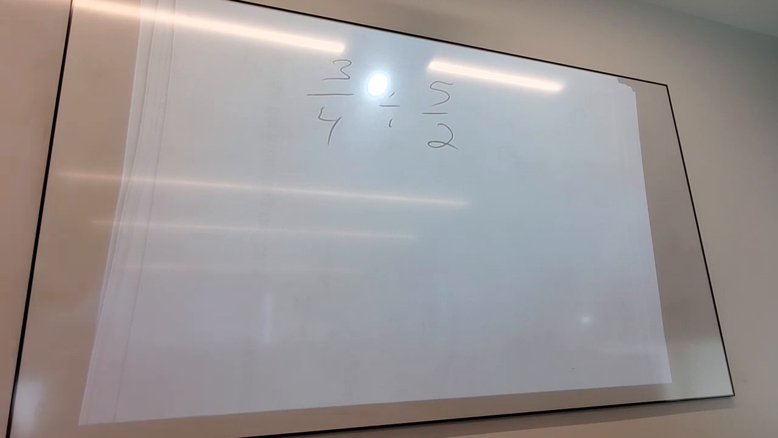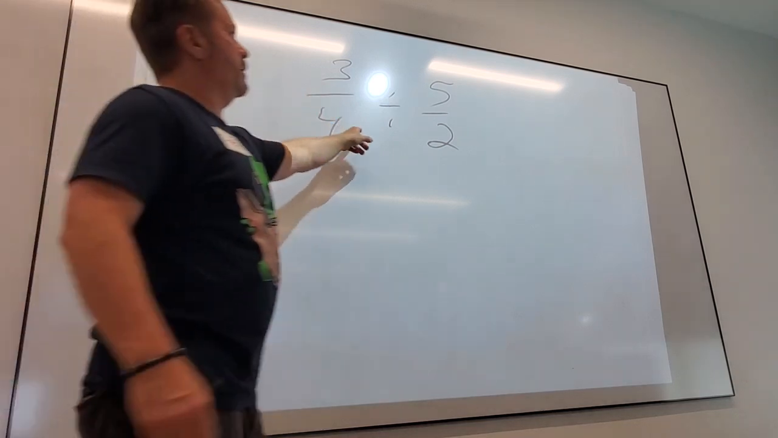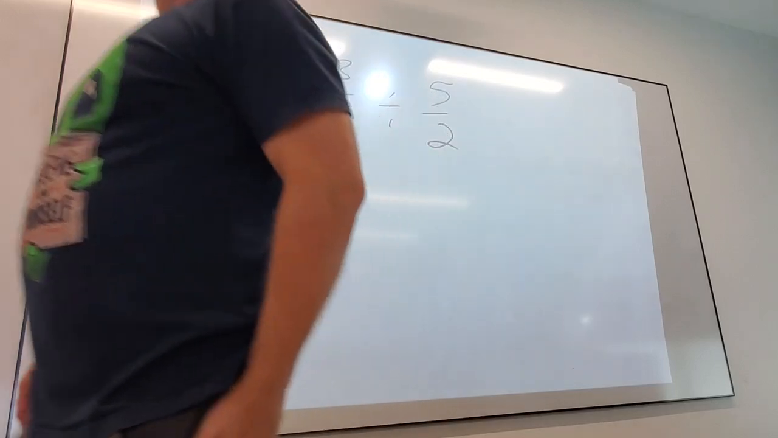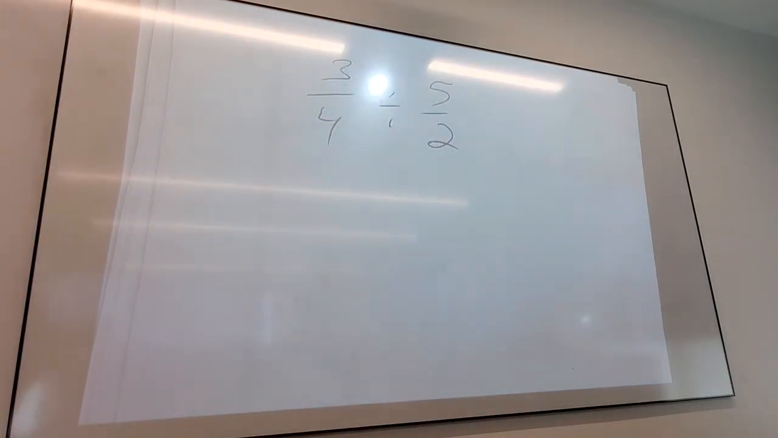Now, let me ask this again. Does anyone know the official first step to do this division? Flip it. You multiply by the reciprocal. Does anyone know why? Does anyone want to know why?